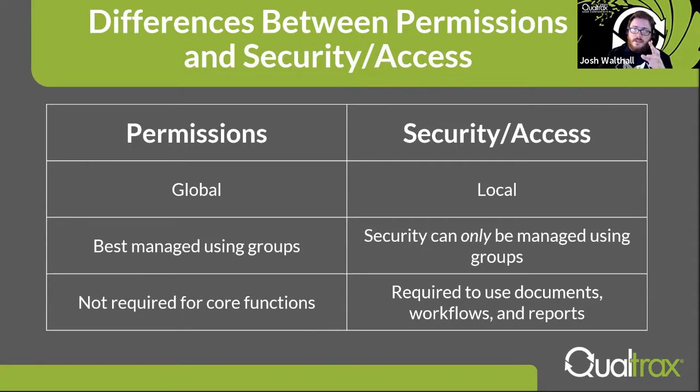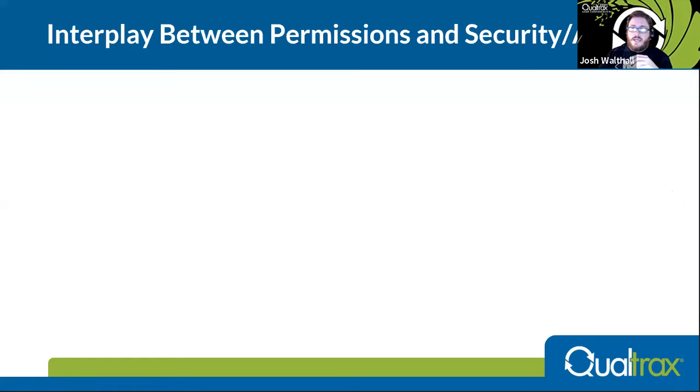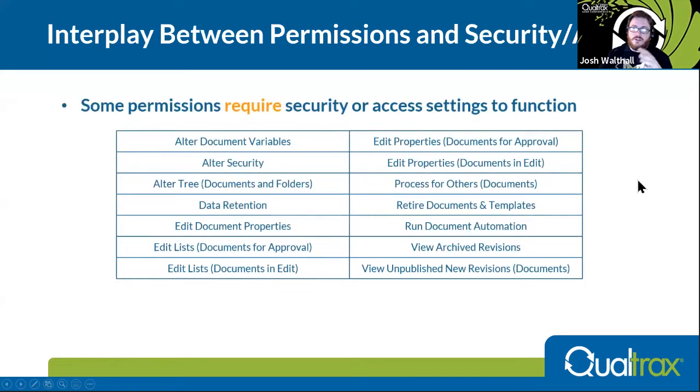So now that I've highlighted the differences between permissions and security access, let's take a look at the interplay between permissions and security/access. So some permissions actually grant power or access, but also require accompanying security or access settings in addition to the permissions. So what I'm showing here are all of those different permissions that work in this way. All the ones you can see on screen, if someone has this permission, they also need local settings in the system to use this permission on those items.